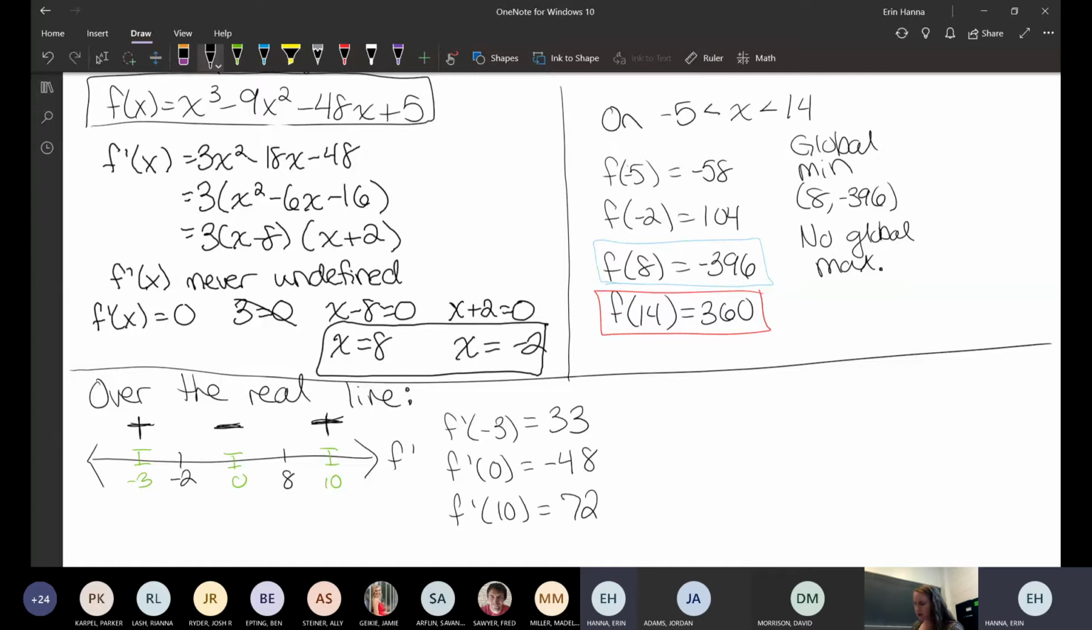So if we look at what that means for the shape of the graph, we're increasing, decreasing, increasing, which means what for the ends? We're going down forever on the left, and we're going up forever on the right. So since we're going essentially in either direction in the different cases, the one side we're going down forever, the other side we're going up forever, we're going to have no global extrema at all.